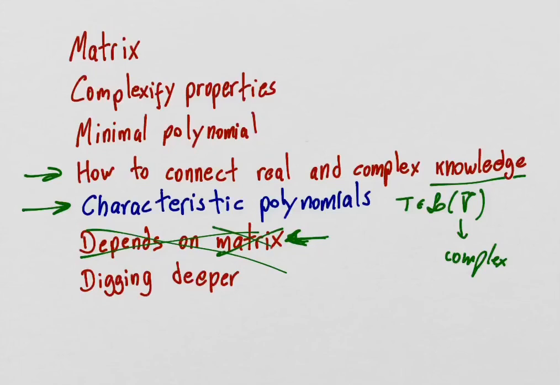And finally, I don't think we're digging deeper into the properties of eigenvalues, Jordan forms, generalized eigenspaces, characteristic polynomial, etc. I don't think digging deeper would be the best description. What we're doing is translating our knowledge of complex vector spaces back into real vector spaces, because sometimes we may be interested in working on the real vector space itself, not a complex vector space.